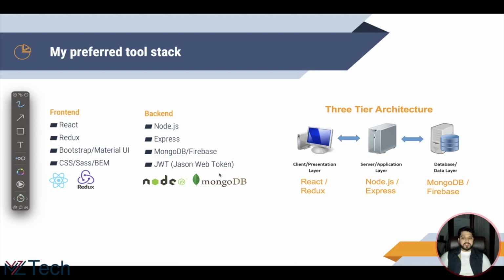The architecture that I use is called three-tier architecture. There are three different layers essentially. One is the client representation layer, as we talked about, and this is the front end, where we use React and Redux. For backend, I use Node.js and Express. The server or application layer is basically the layer that talks to the database and to the client. And for the database, I use MongoDB, which is a NoSQL database. That means it doesn't have any structure when it stores the data. I also use Firebase for storing.